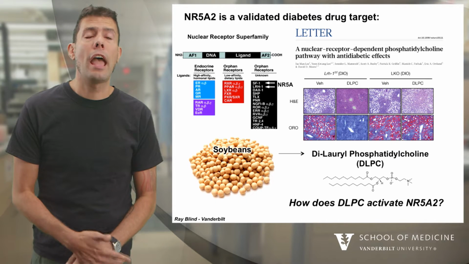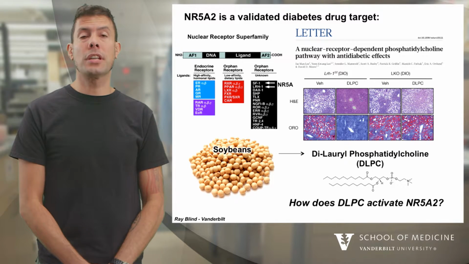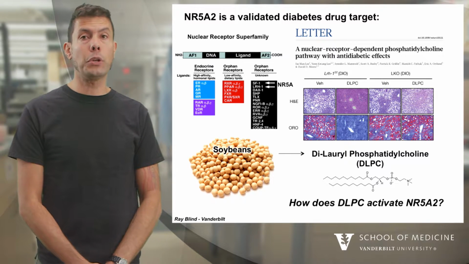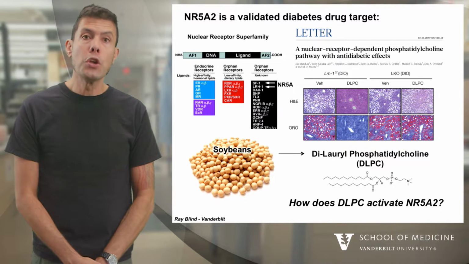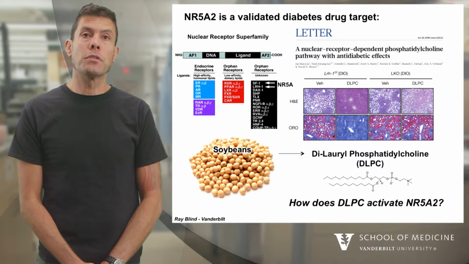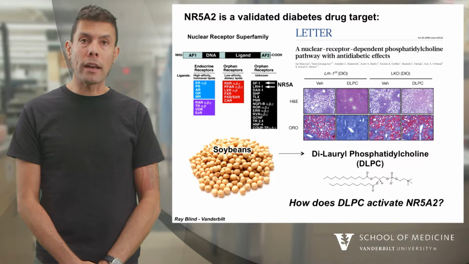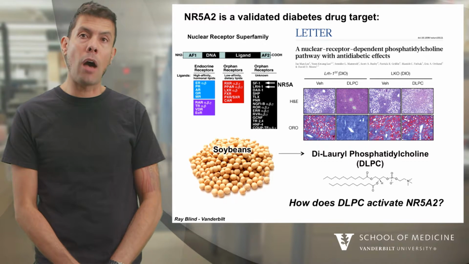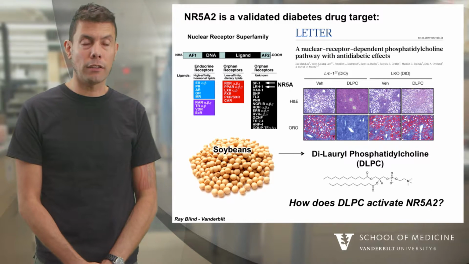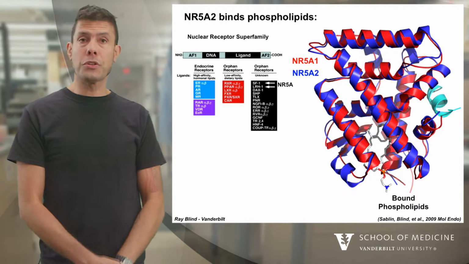So this makes it extremely important to understand how DLPC is actually activating this particular nuclear receptor called NR5A2. So that's what my lab studies. We take crystallography approaches, very high resolution quantitative approaches to understanding how phospholipids binding to nuclear proteins can actually regulate their function. So how does this generally work?